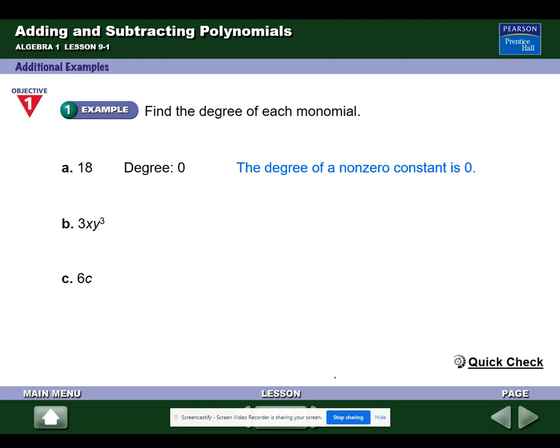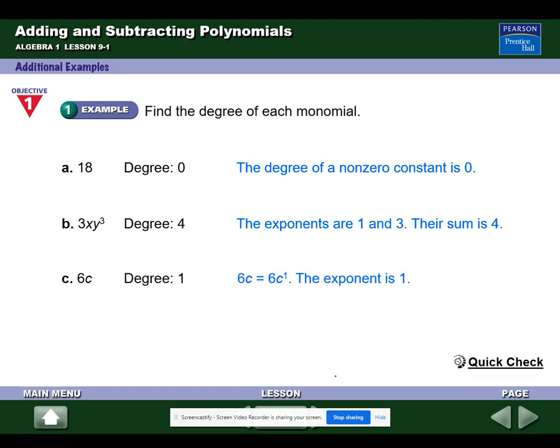3xy to the third, break that down. That's 3x to the first, y to the third. That's one term. 1 plus 3 is 4. X to the first, y to the third. 1 plus 3 is 4. This would be a degree 4. 6c is like saying 6c to the first. This one would be degree 1.